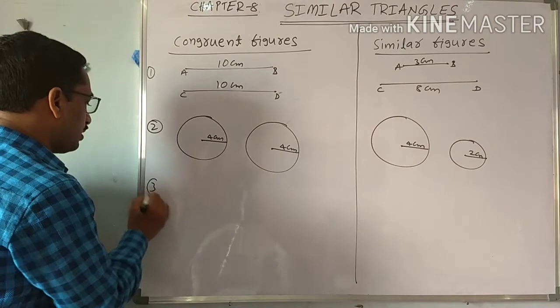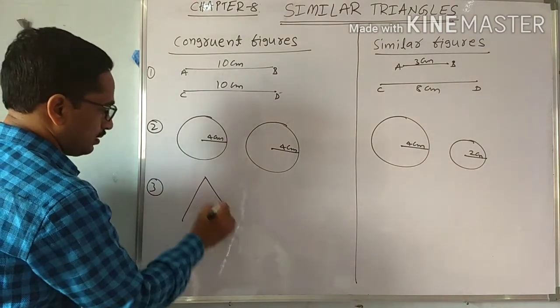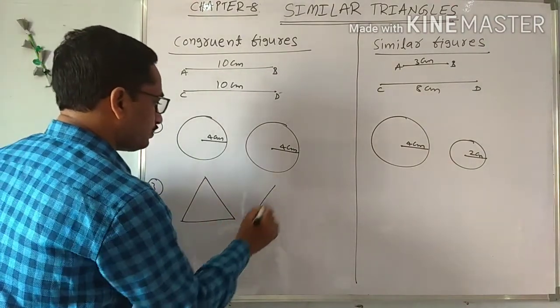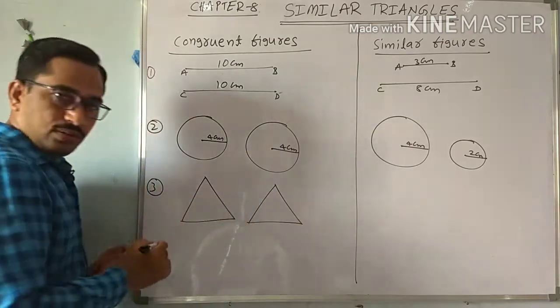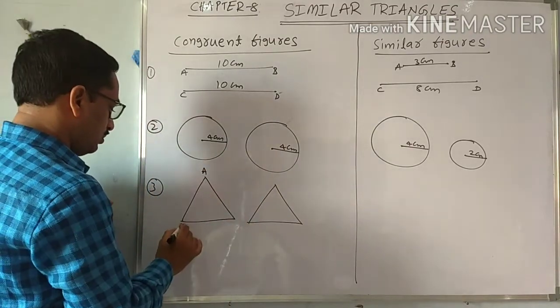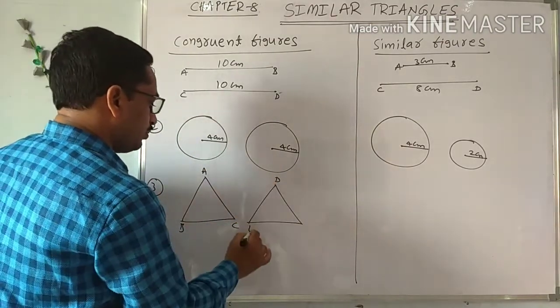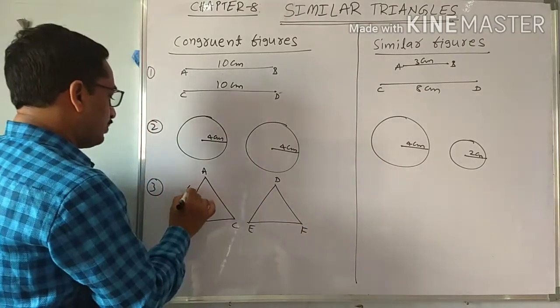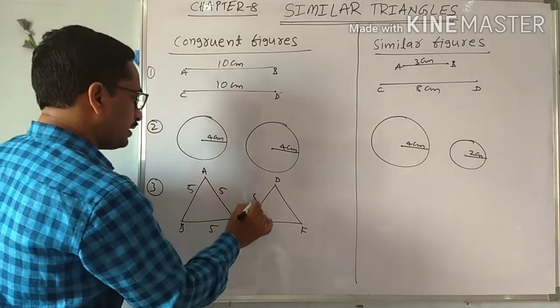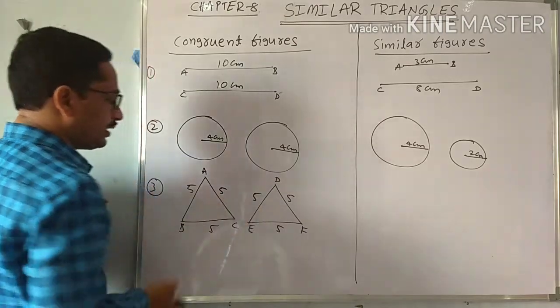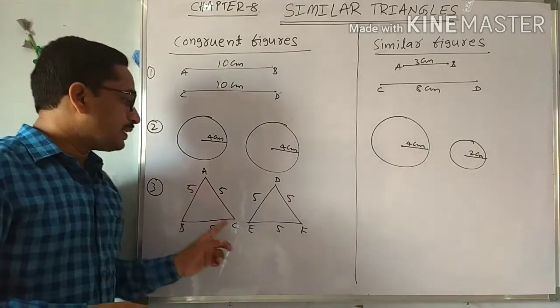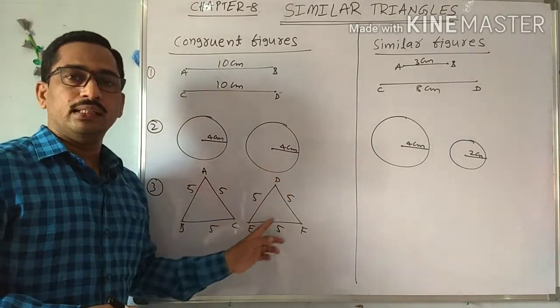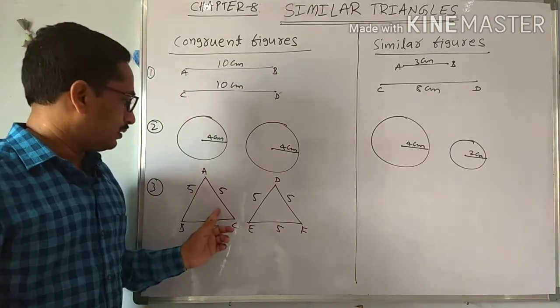Next, the third one is triangles. These are two triangles, and in both triangles the measurements are the same: 5 centimeters, 5 centimeters, 5 centimeters. Then triangle ABC is congruent to triangle DEF. Now these are two congruent triangles.